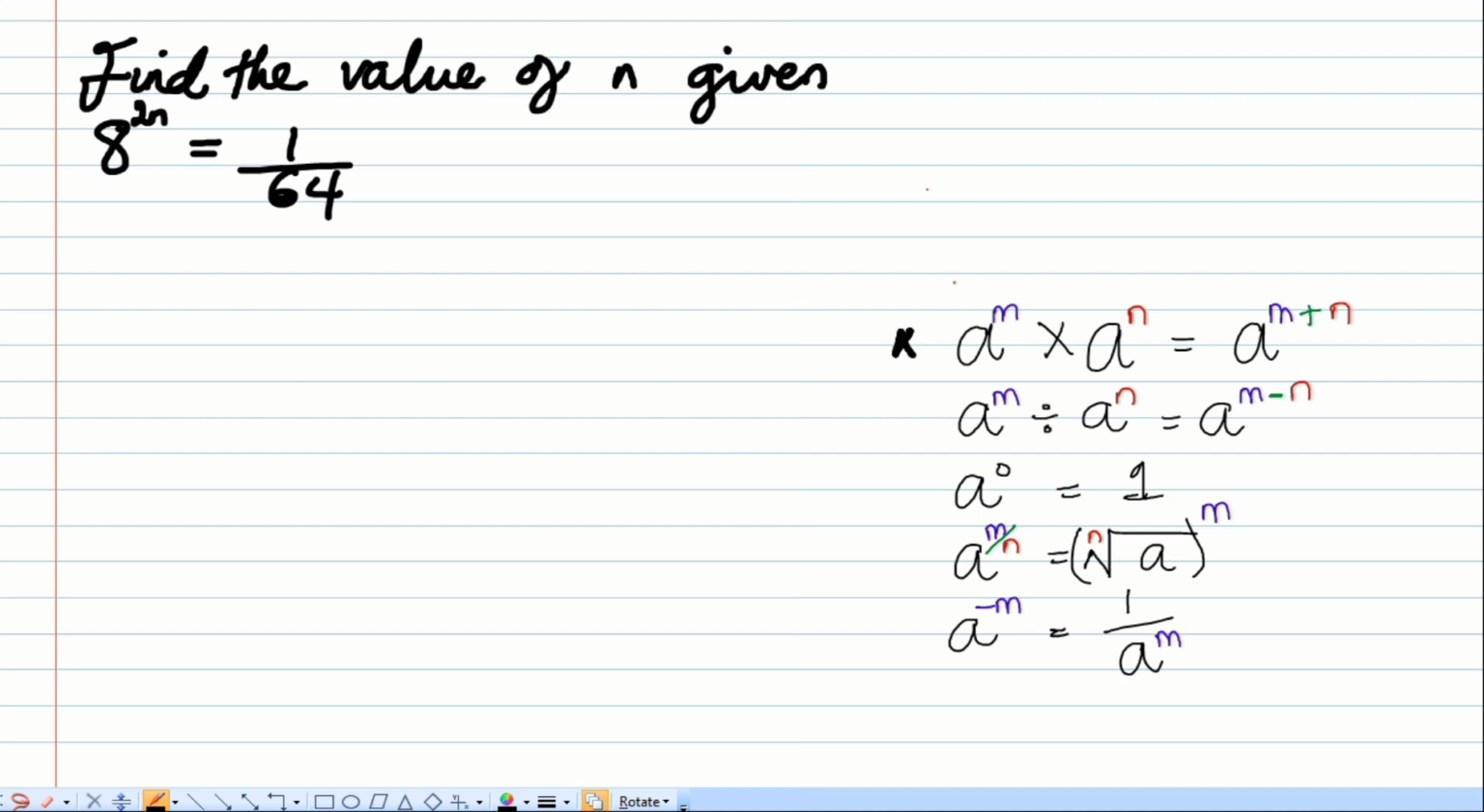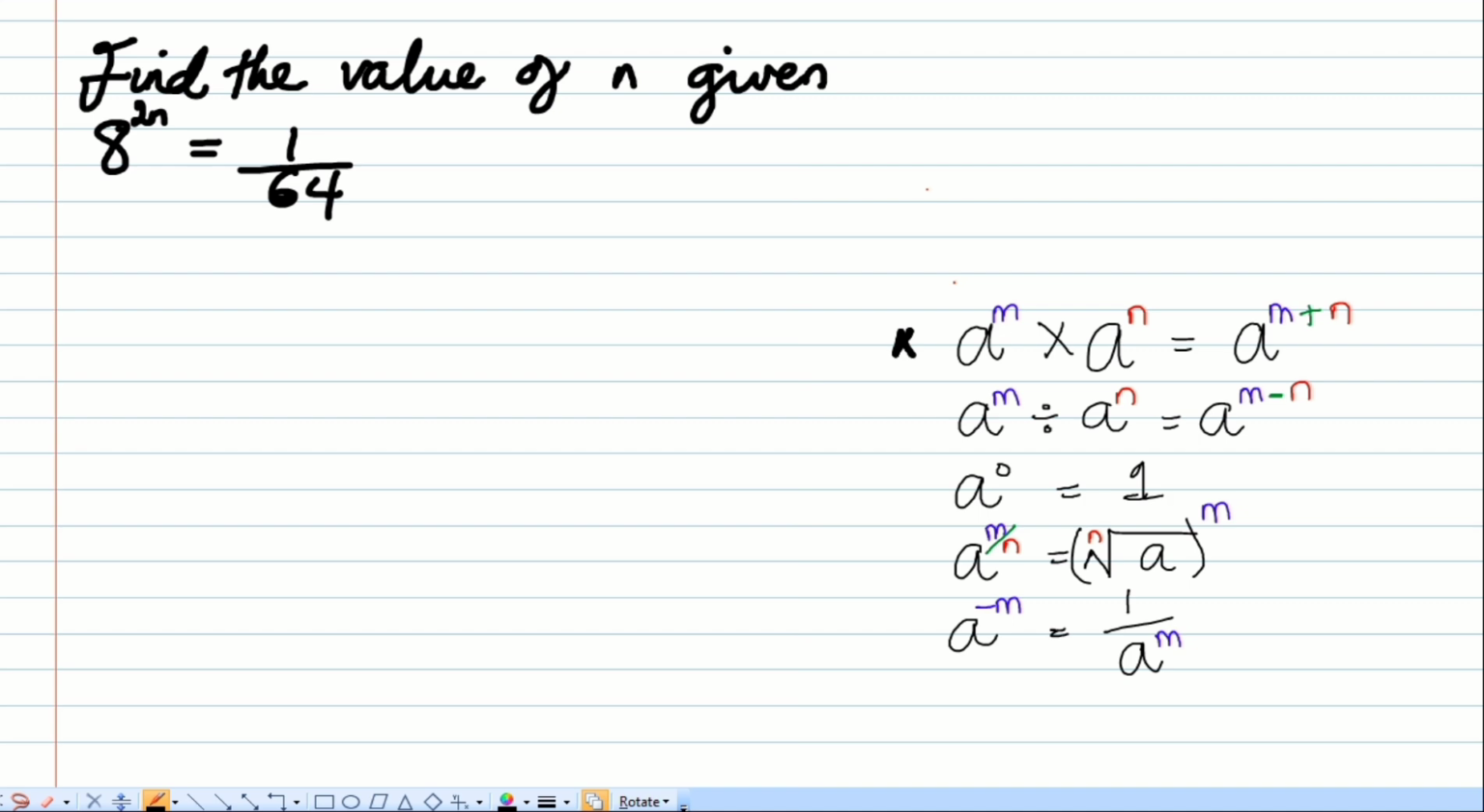Then the last one is a raised to power any negative number. This is the negative index law. Alright, if you want to write it without the negative index, it's going to be 1 over a raised to power m. So you need to know these laws. I think they'll be very helpful. So let's solve the question.